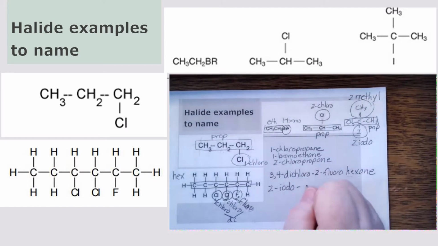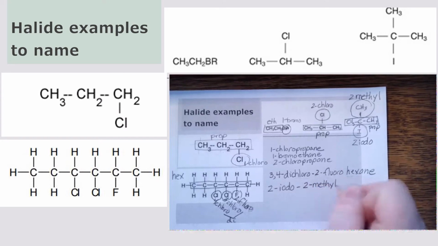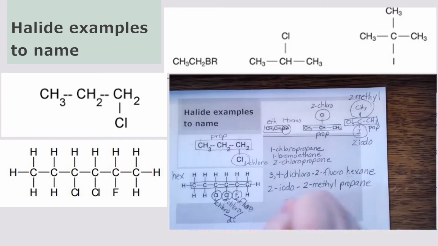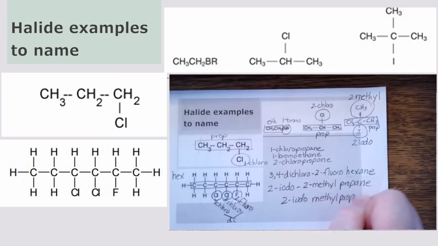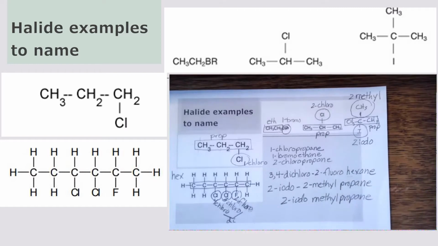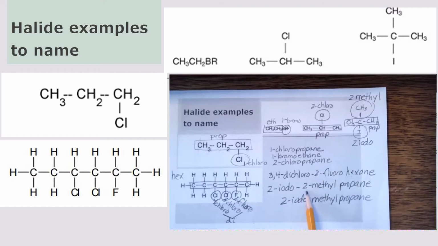And then this 2 is actually optional. You don't really need it, because you can't have it anywhere else. So usually it would be 2-iodo methyl propane, like that. I'm just putting it this way as you would not really lose points for that. Okay?